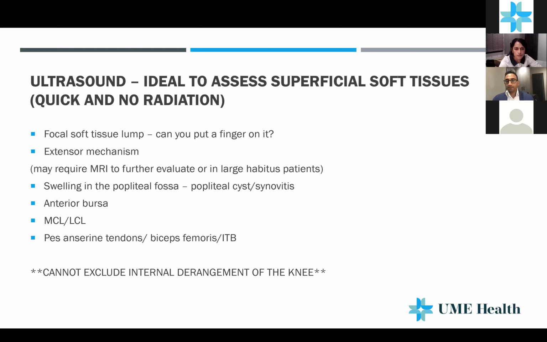As was mentioned earlier, the extensor mechanism, because it's superficial, or any swelling that's around the front or the back of the knee, ultrasound is very good because these are all superficial soft tissue structures. And also the collateral ligament complexes either side, and also the tendons on either side can be assessed with ultrasound. But what it cannot do is determine or exclude internal derangement of the knee. That is not possible. You may see an extruded meniscus, but you cannot really give any more detail about the type of tear. And for that, you will need an MRI.